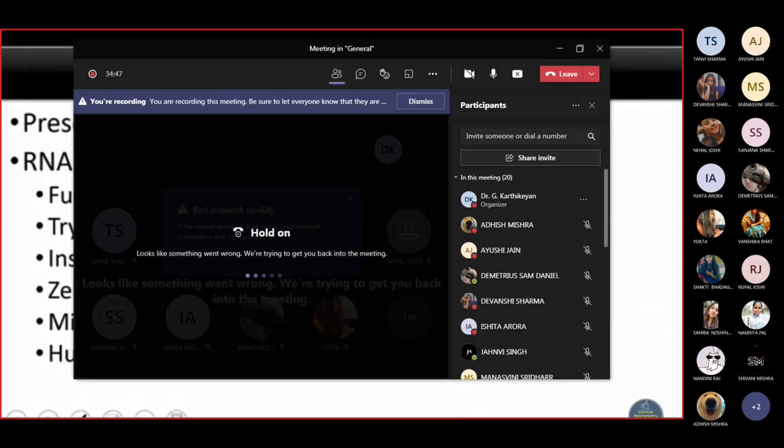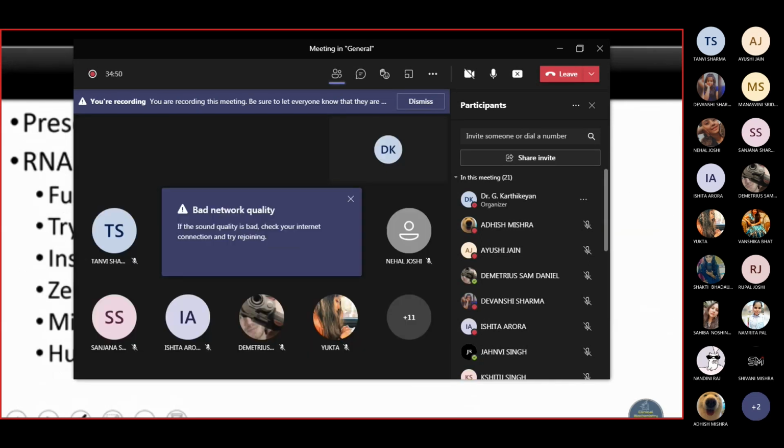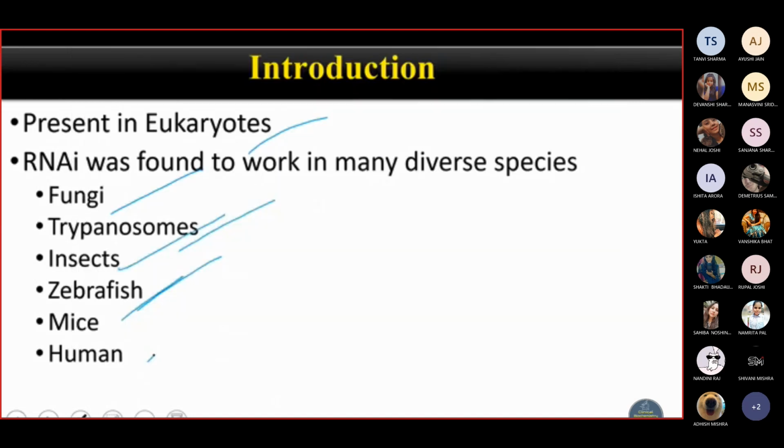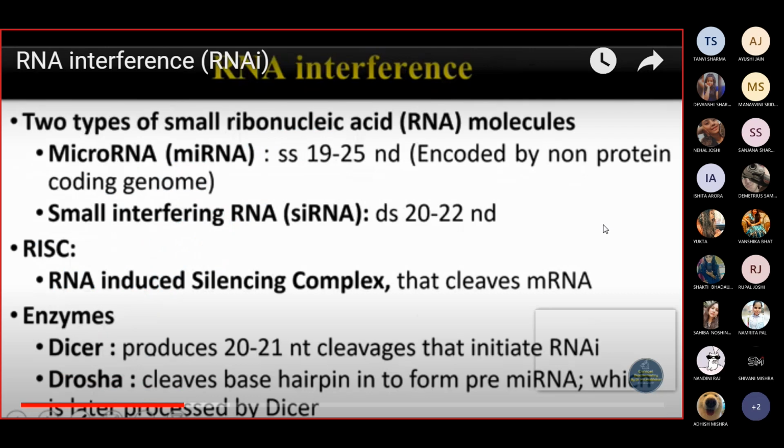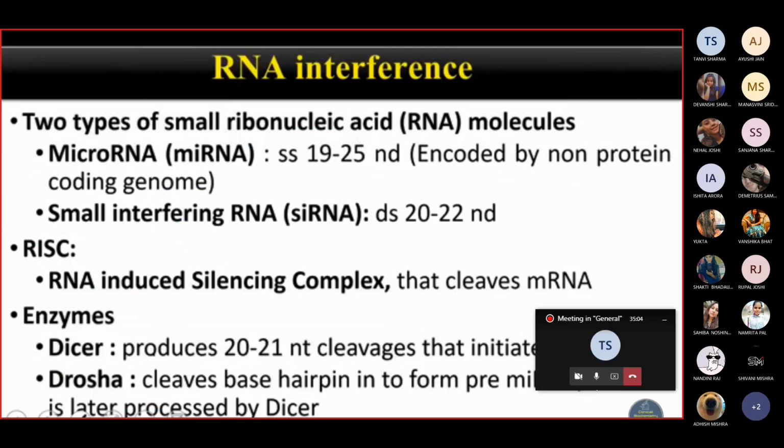This is present in almost all eukaryotes. Some examples: it is present in fungus, trypanosomes, insects, zebrafish, mice, humans. There are different components involved in this process. So this slide is a little bit more important for you. You need to remember each and every point in this one, especially the names and their functions.